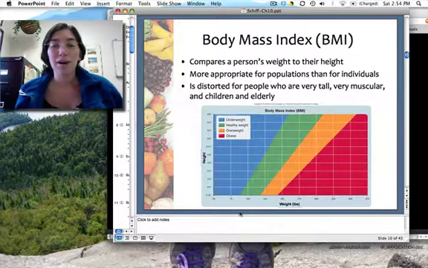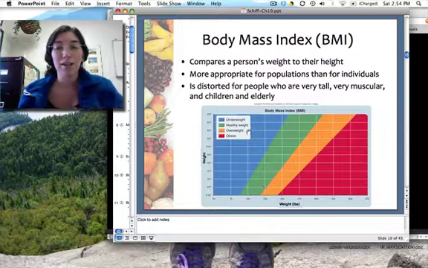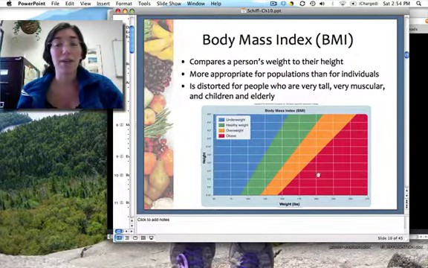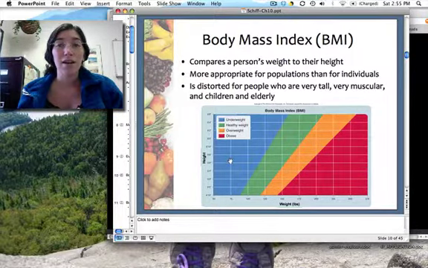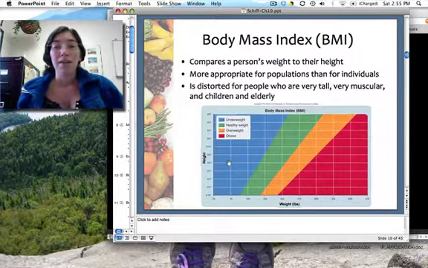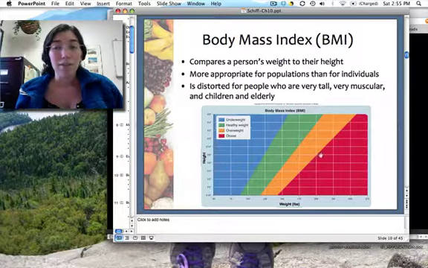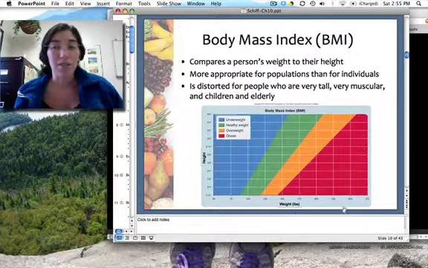Underweight, we'll probably spend very little time talking about people who are underweight, but underweight is just as serious a problem as being overweight in terms of your risk for chronic disease and health problems. But in this country, in America, obesity and overweight are far more prevalent, so that's why we spend a lot more time discussing those.